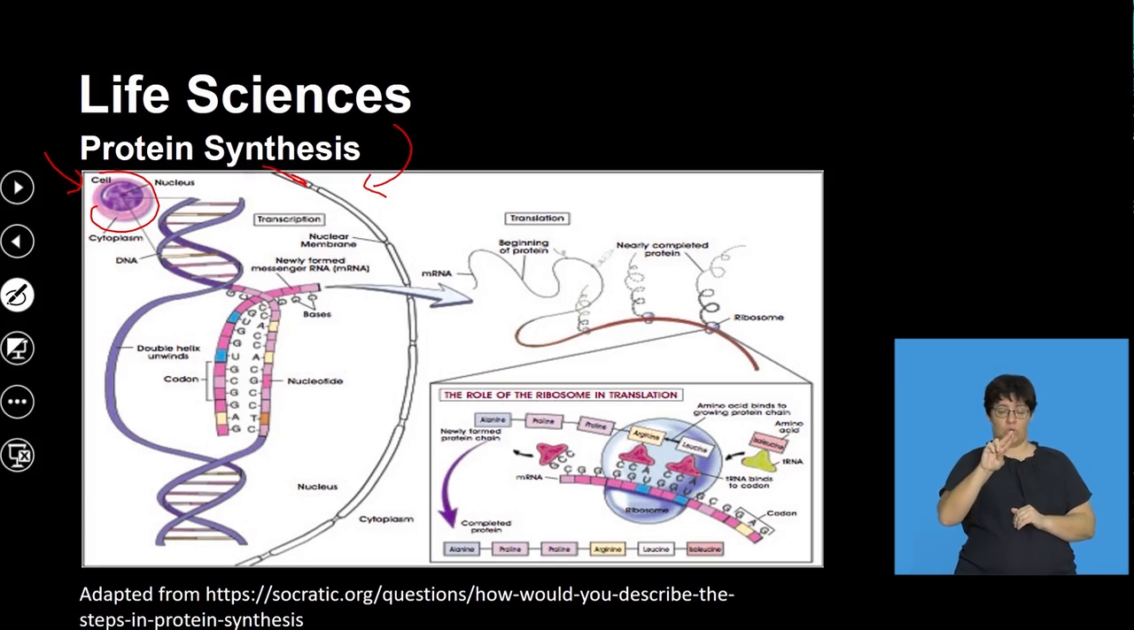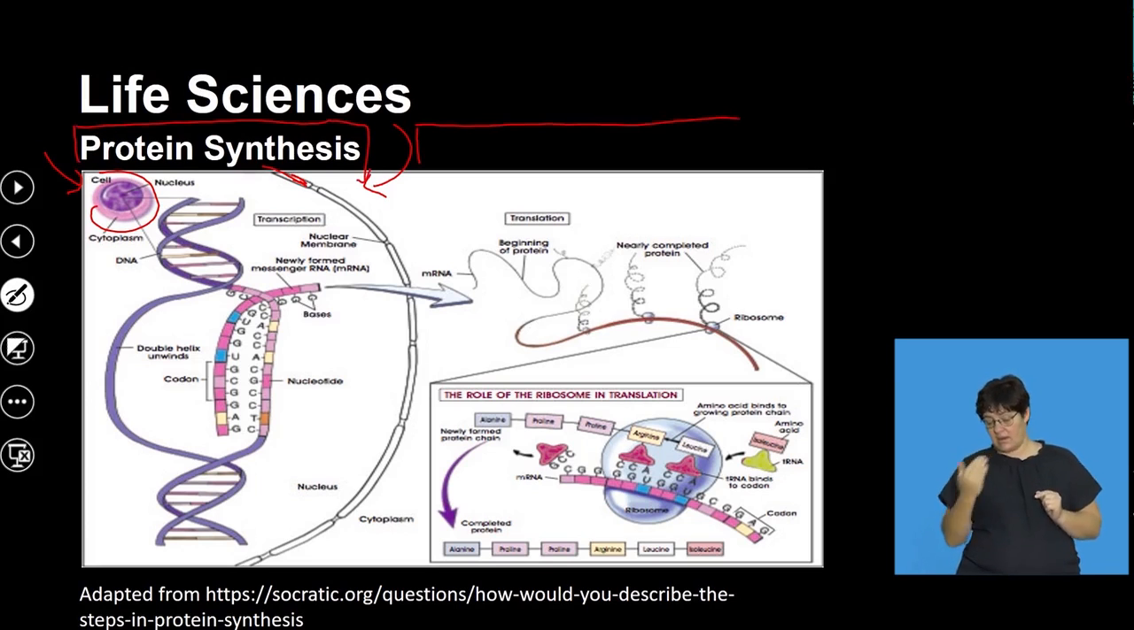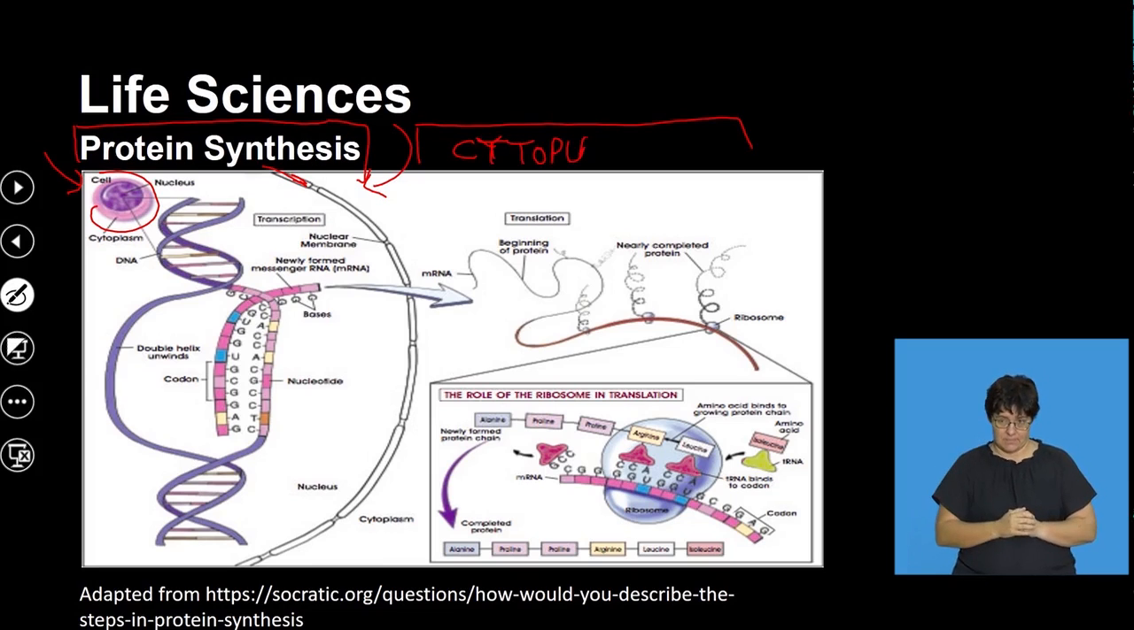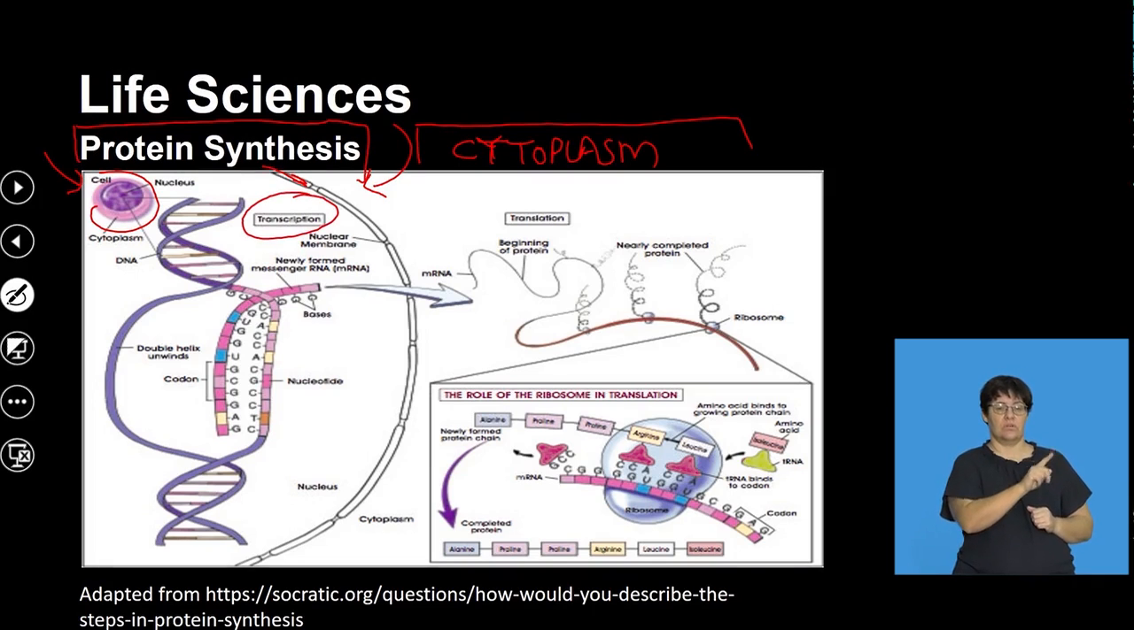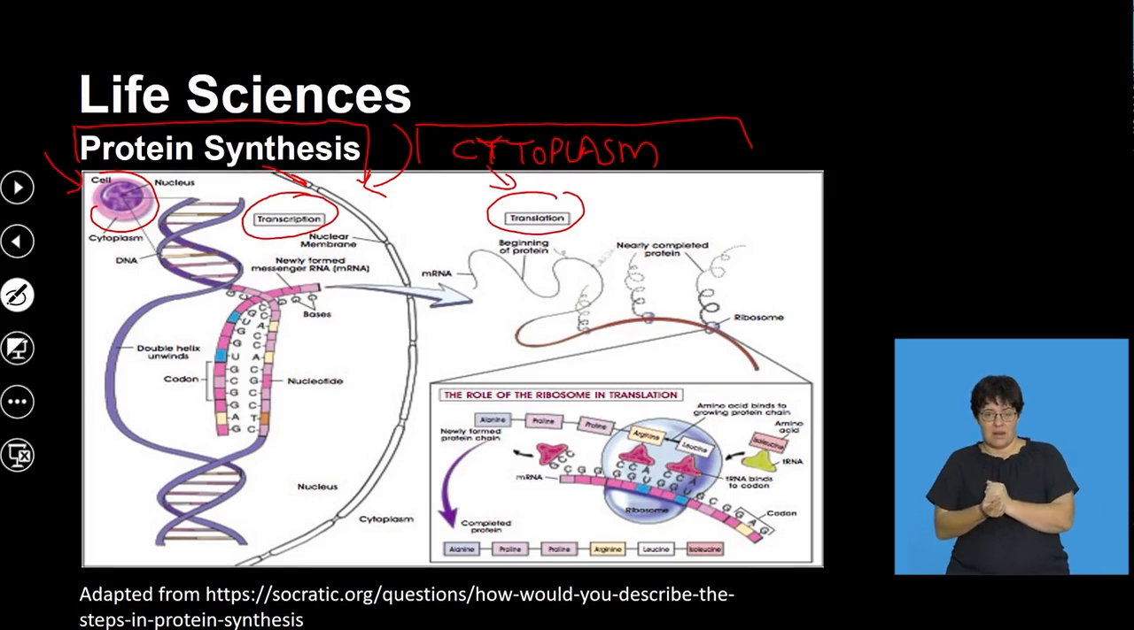So if I were to illustrate where this process is happening, we're in the nucleus in here, and on this side we're outside the nucleus in an area called the cytoplasm. So just to give you context to where this process is happening. The first process, as I mentioned, is called transcription, and that occurs in the nucleus. And that's followed by a process called translation, which occurs in the cytoplasm.